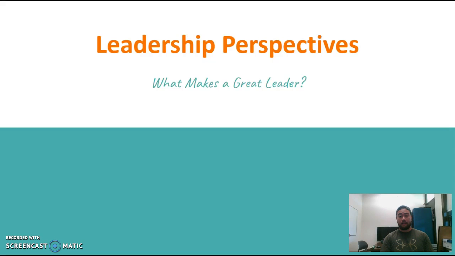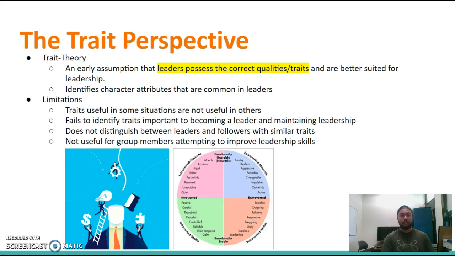So what is it exactly that makes a great leader? So in the next couple of slides, we'll be covering various leadership perspectives that can give us some insight on that. The trait perspective, also known as the trait theory, is an early assumption that leaders possess certain qualities and traits that are just better suited for leadership. The theory basically identifies common character attributes that are found in leaders. These are things like dominance, extroversion, social participation, and intelligence.